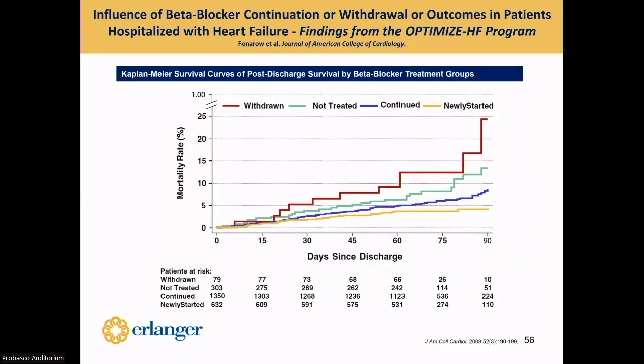Here we have a figure that is the Kaplan-Meier survival curves for post-discharge survival. That's again stratified by the groups of patients who received beta blockers: newly started in yellow, continued in blue, not treated in green, and withdrawn in red. On our x-axis, you can see we progress in days since discharge from 0 to 90-day follow-up, and then the increasing mortality rate there. Again, noting that the patients who were withdrawn and not treated had increased mortality as opposed to those who were continued or newly started.